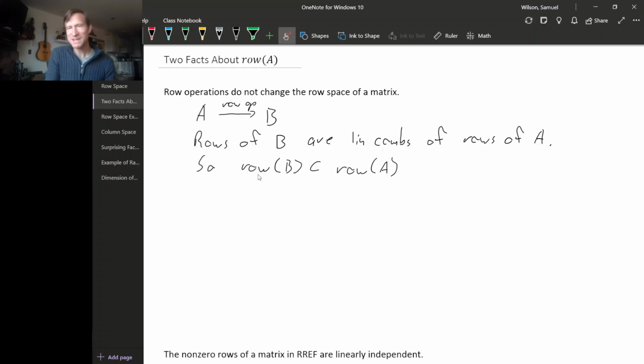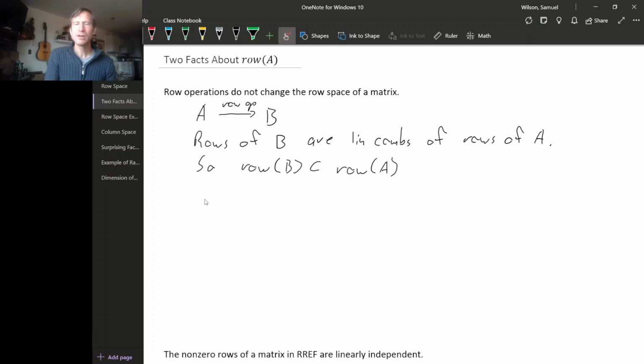The row space of B is every linear combination of rows of B, but every row of B is a linear combination of rows of A. So linear combinations of rows of B are linear combinations of rows of A. But we know that linear combinations of linear combinations are linear combinations. So everything in the row space of B is a linear combination of rows of A, which means that it's in the row space of A. So the row space of B is contained in the row space of A.